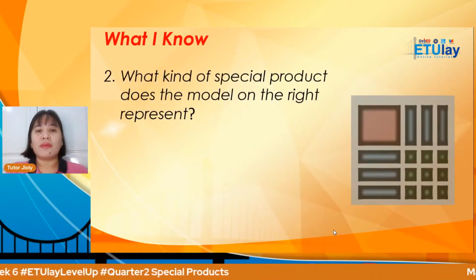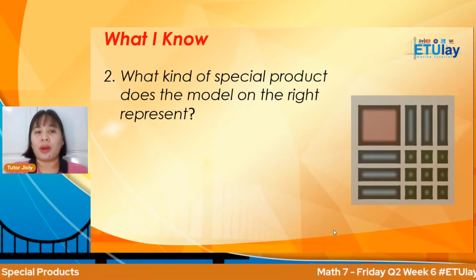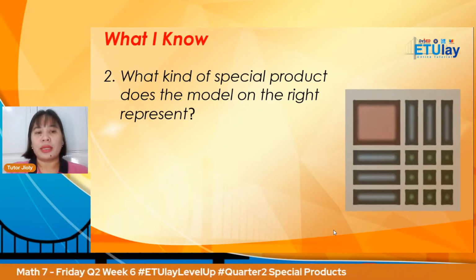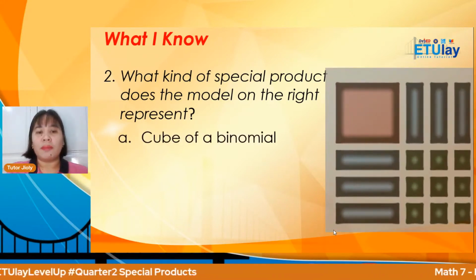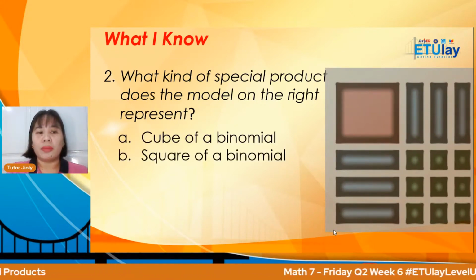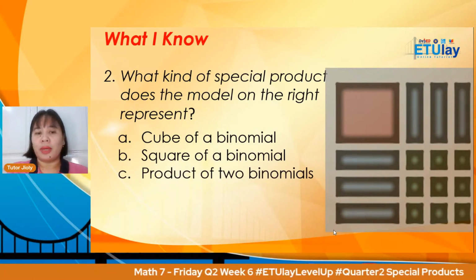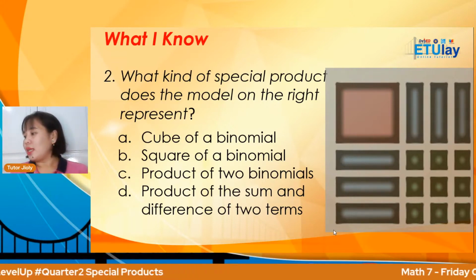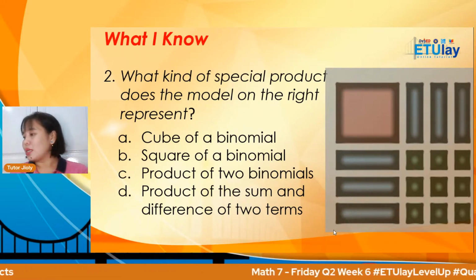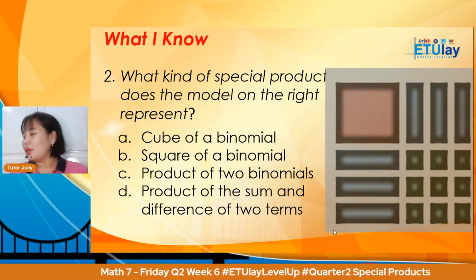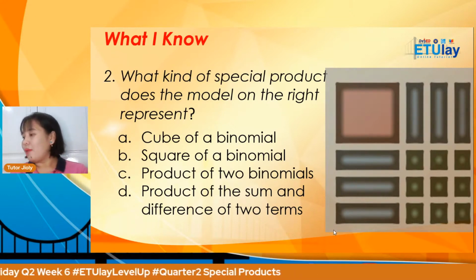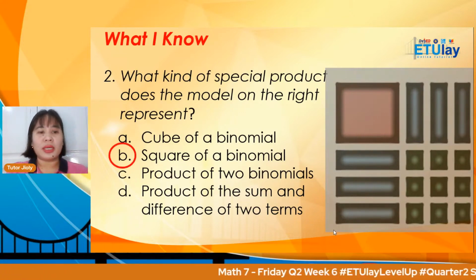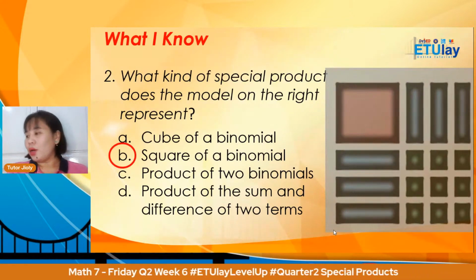Number 2, what kind of special product does the model on the right represent? A, cube of a binomial, B, square of a binomial, C, product of two binomials, D, product of the sum and difference of two terms. Ano kaya sa tingin nyo ang sagot, mga anak? Paki-comment po sa comment section natin for number 2. So the answer for number 2 is B, square of a binomial.